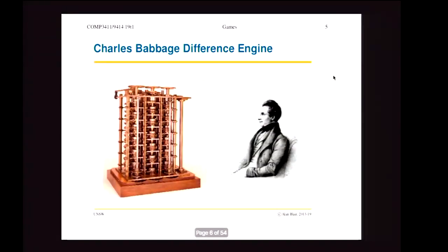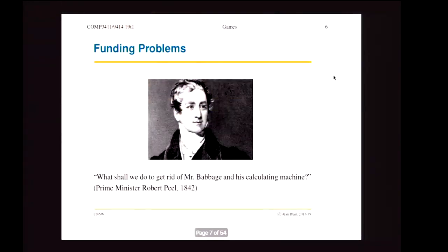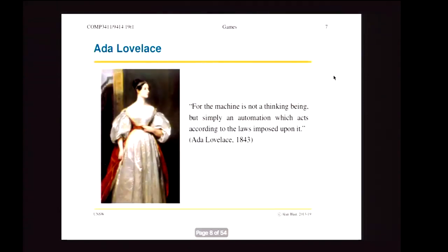But in 1990, a team of people set out to prove that if he had had the money, he would have been able to build these things with the technology of the time. And this one here is on display in the Victoria and Albert Science Museum in London.